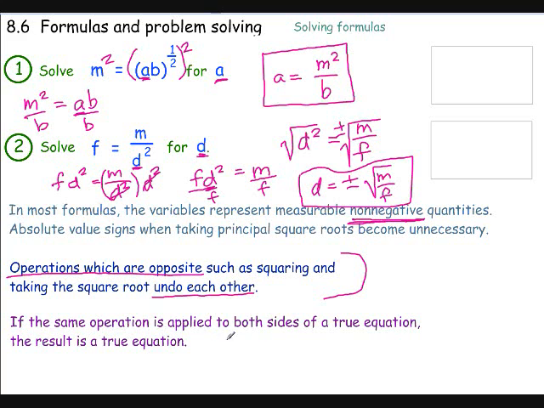If the same operation is applied to both sides of a true equation, the result is a true equation. This is another really important point, isn't it? Because this is what equations give us. If you're working with an expression, you don't have the same freedom that you have with an equation. When you see this equal sign, it gives you a kind of freedom, because you can do anything you want to this side. Anything. And as long as you do the same thing to this side, your equation will remain true. That's a very powerful concept.